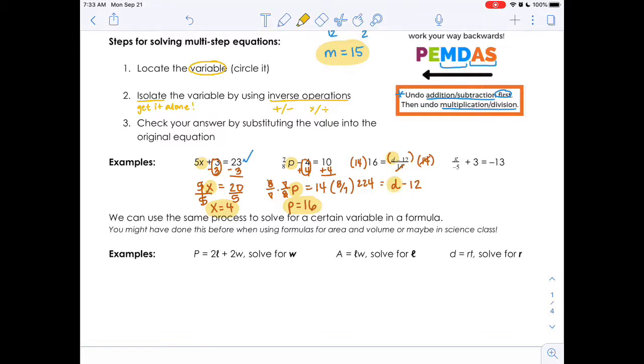Now, in order to get rid of this minus 12, I'm going to add 12. Minus 12 plus 12 is 0, so I have d plus 0, which is just d. And if I added 12 there, I need to also add 12 here. So 224 plus 12 is 236.